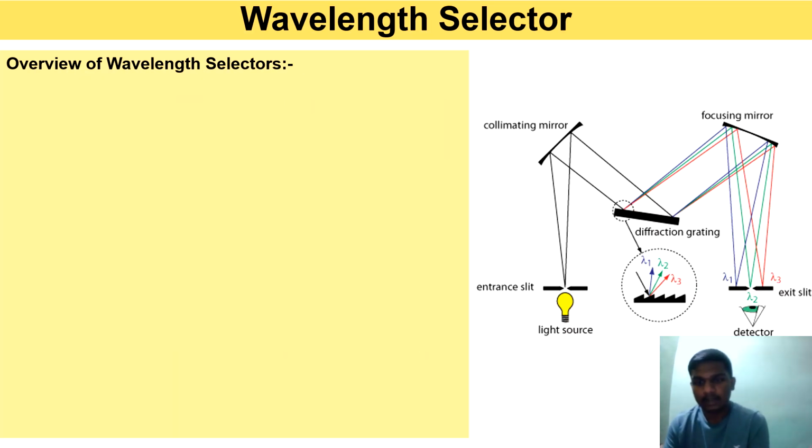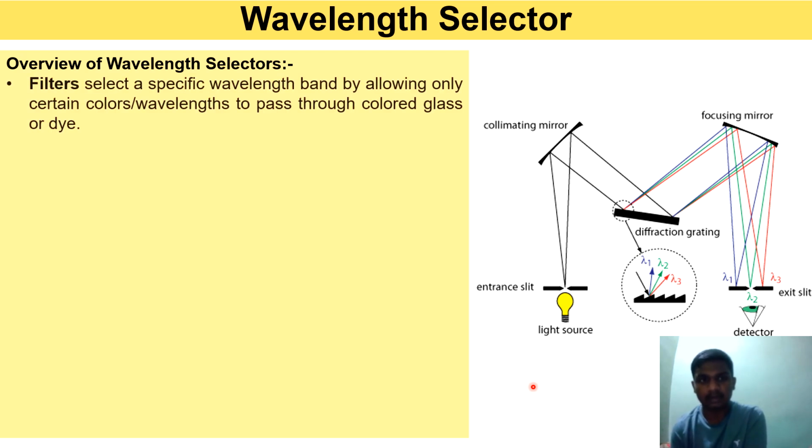The second one is the wavelength selector after the light source. As per the UV spectroscopy instrumentation picture, first comes the filter. A filter selects a specific wavelength band by allowing certain colors of wavelengths to pass through. Absorption filters are made up of colored glass or dye basically.